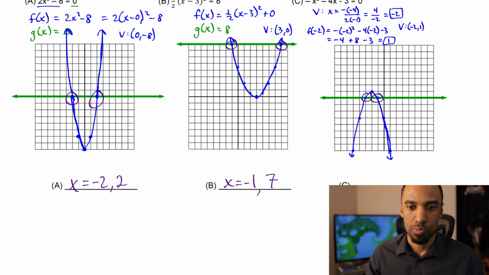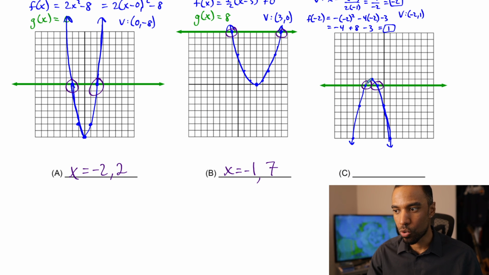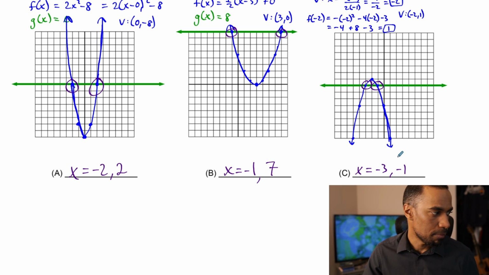Sorry, you probably can't see some of those points down there. There we go. All right, where's it crossing? What x values? That's -3 and -1. X equals -3. X equals -1. Those are the values that get me 0 right there.